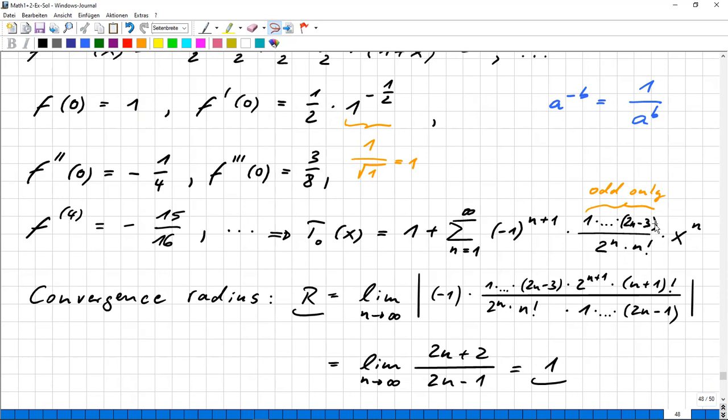And the next odd number after 2n minus 3 is, of course, 2n minus 1. That's what I'm putting here. I can also replace n by n plus 1 again. Then I have 2n plus 2 minus 3 equals 2n minus 1. That's the next factor. I have the next power of 2, which is 2 power n plus 1, which in the end stays in the numerator. You know why? I'm using the inverted fraction. And I have the factorial of the next number, which is n plus 1 factorial.